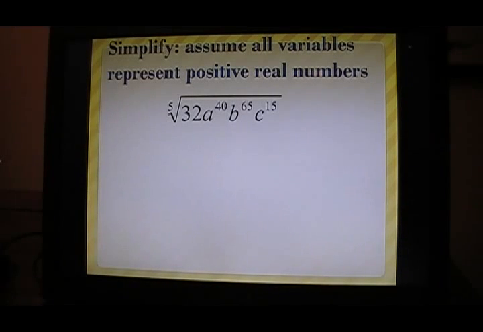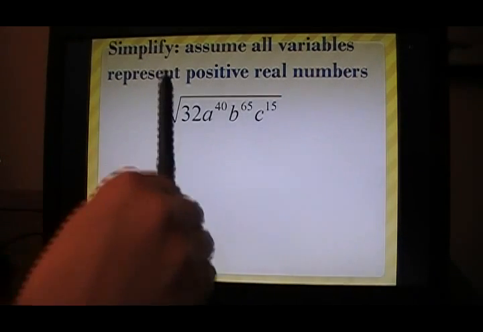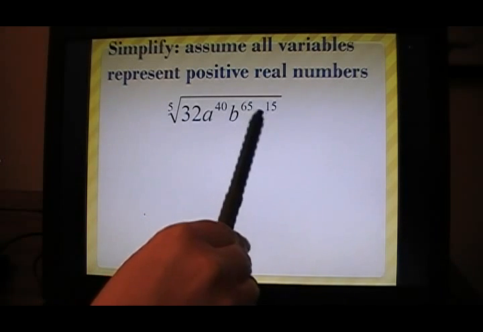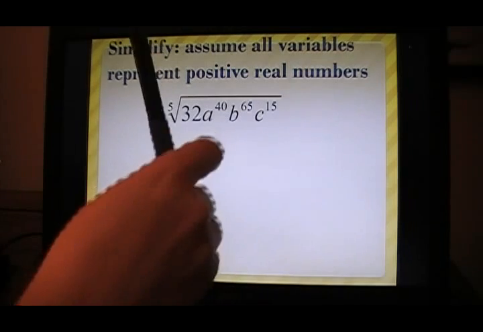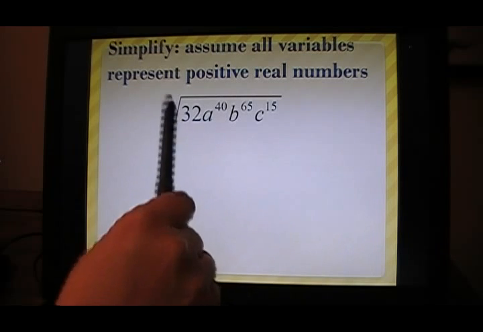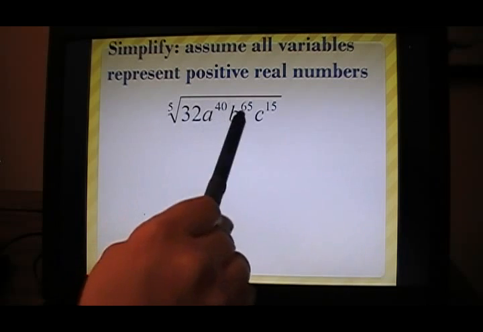Now that we've talked about simplifying in the most basic sense, we can look at some more complicated expressions. Just because they look complicated doesn't mean that they are, or that we need to make them complicated. So if I want you to simplify the fifth root of 32, a to the 40th, b to the 65th, c to the 15th, you need to look for an expression that can be multiplied 5 times to get this. And so I go through piece by piece.